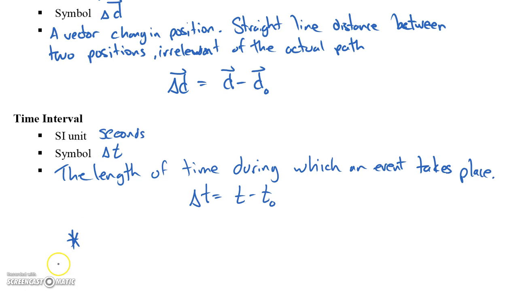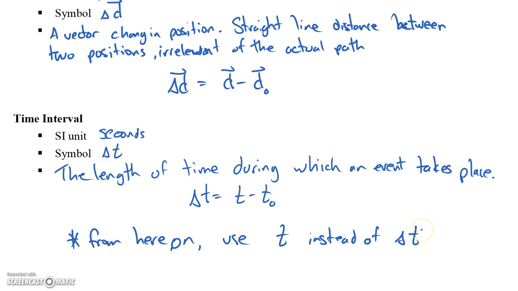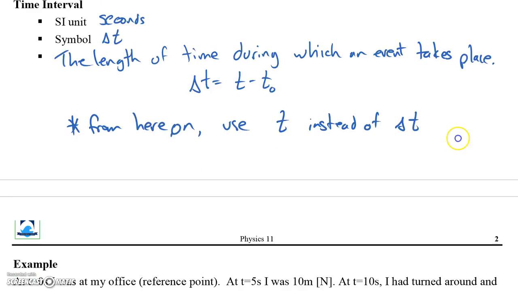And I'm going to put a little caveat in here. From here on, use t instead of delta t. Now that's just because physicists are lazy. We are assuming that t in all of our equations represents time interval, so we just decide not to write it because it's an assumption that we make.